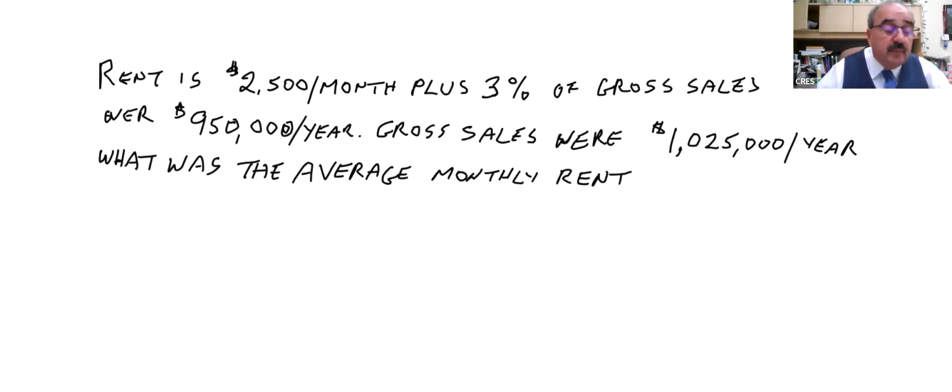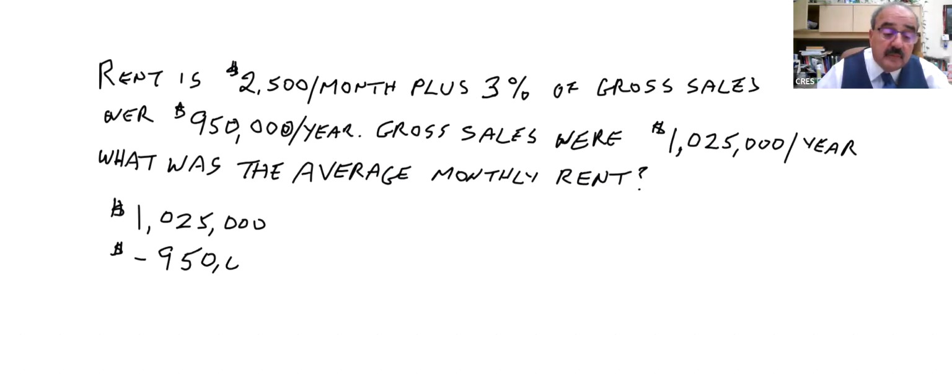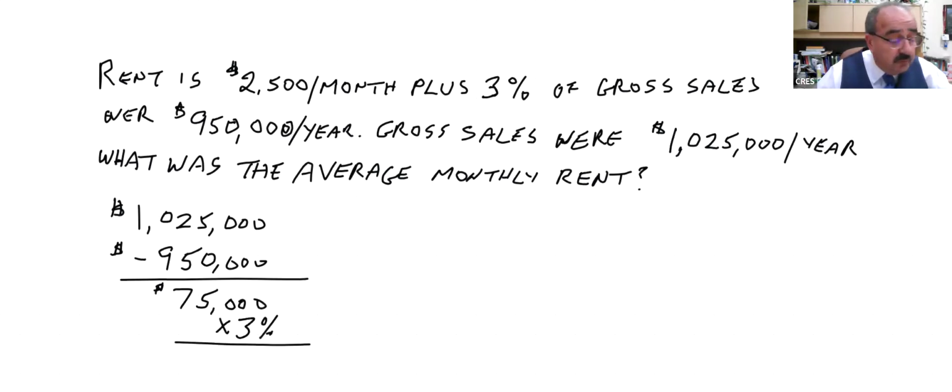Okay, so gross sales was $1,025,000 for the entire year. The first $950,000 is exempt, which leaves me $75,000, which I'm going to multiply by 3%, which equals $2,250 for the year. Divide that by 12 months. That will equal $187.50 a month.